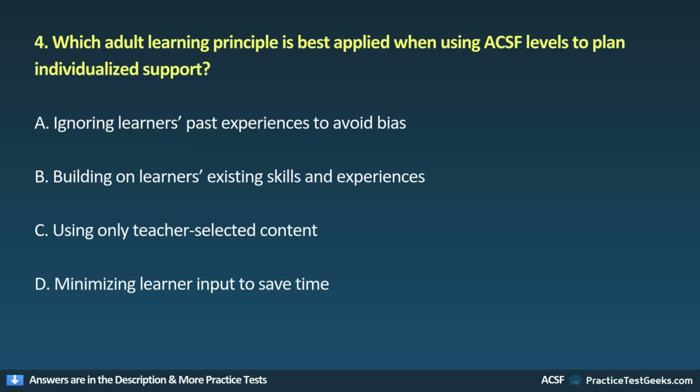4. Which adult learning principle is best applied when using ACSF levels to plan individualized support? A. Ignoring learners' past experiences to avoid bias. B. Building on learners' existing skills and experiences. C. Using only teacher-selected content. D. Minimizing learner input to save time.